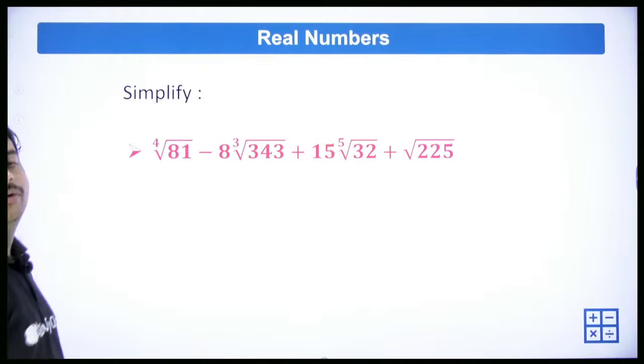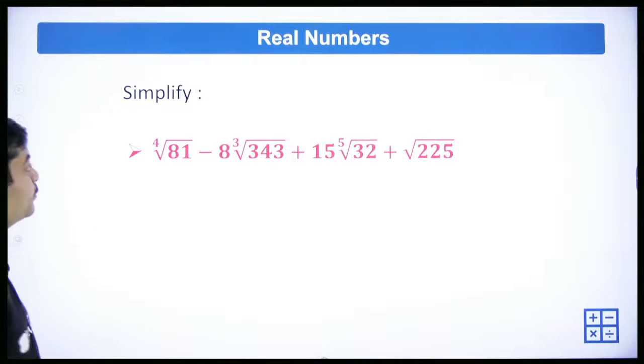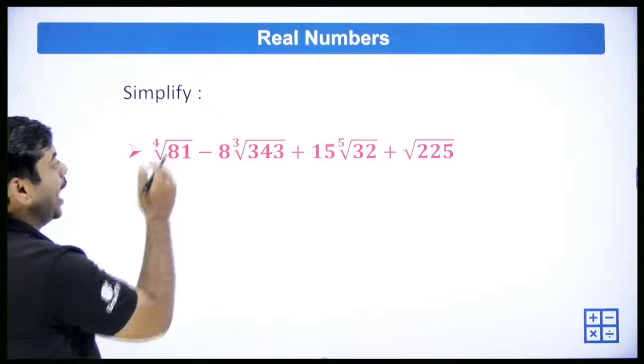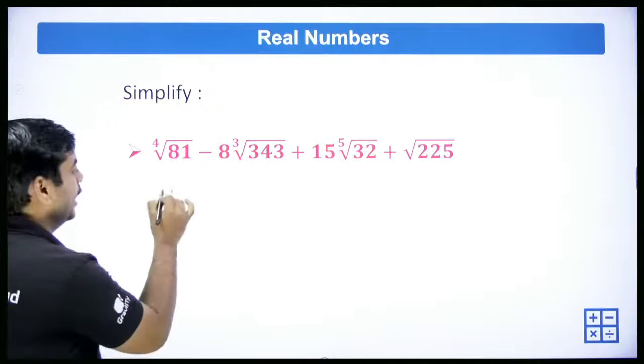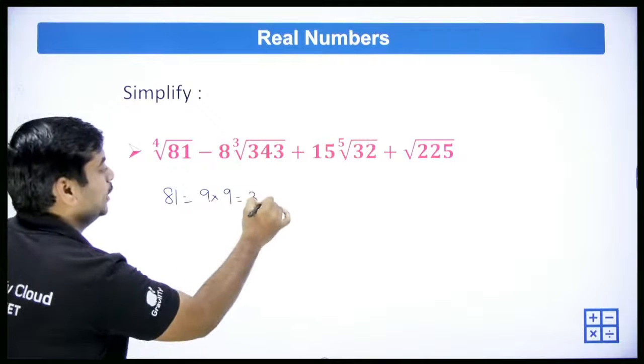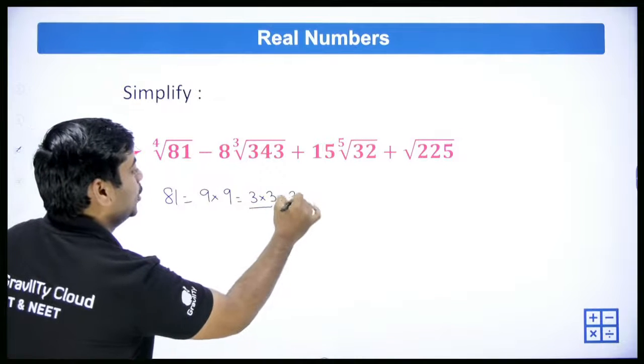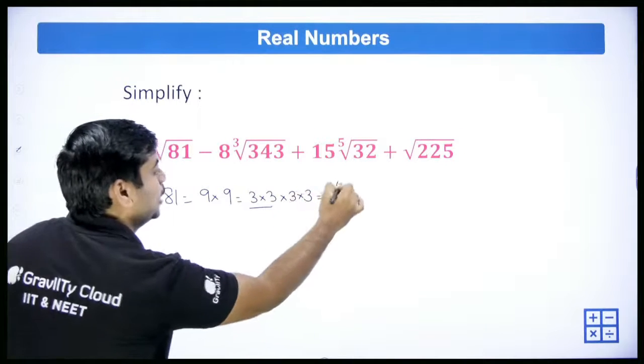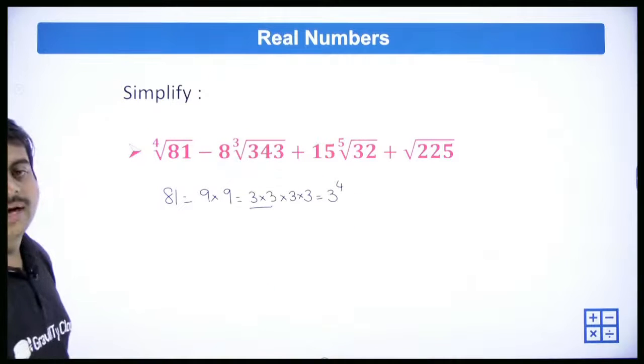4th root of 81. How can you go with 4th root of 81? 81, I know it is 9 into 9. 9, I know it is 3 into 3. And again 3 into 3. So we can write that as 3 power 4.